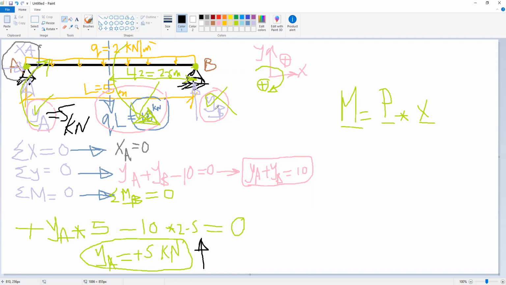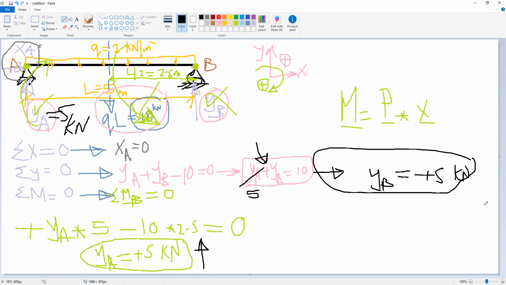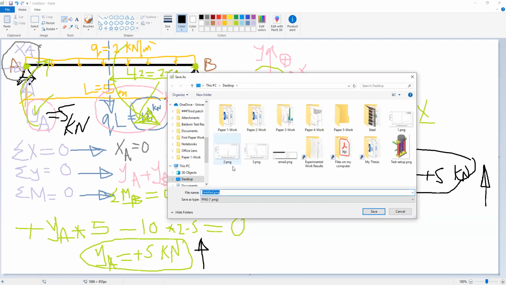And for YB, how can we find YB? If we return back to this equation, and we know now that YA is 5 kilonewtons, from this equation we know that YB will equal to positive 5 kilonewtons. This means also that YB is acting upward. So we have now YB equal to 5 kilonewtons. Okay, this very simple beam, that is the reaction. So we have YA equal to 5 and YB equal to 5. Okay, so let's save this one.